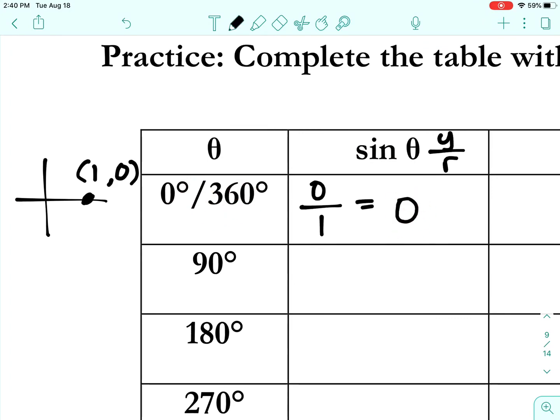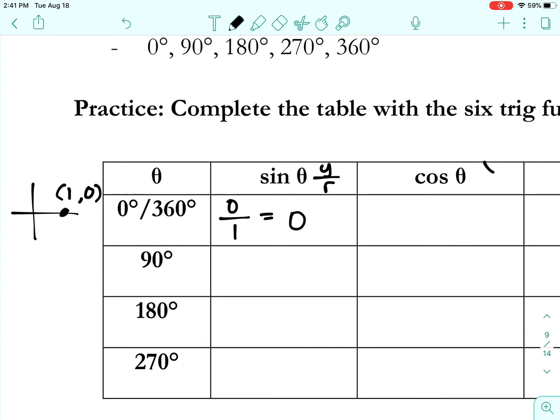Let's try another one. Let's do cosine. Remember that that is x over r. So again, remember the r is always 1 because it's the radius. What's the x value of that ordered pair?